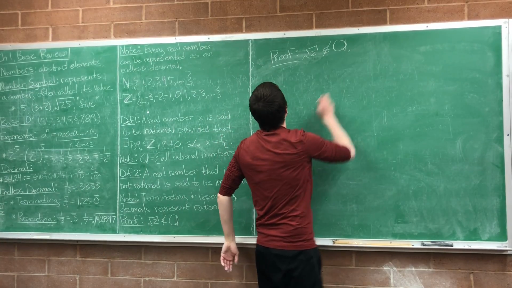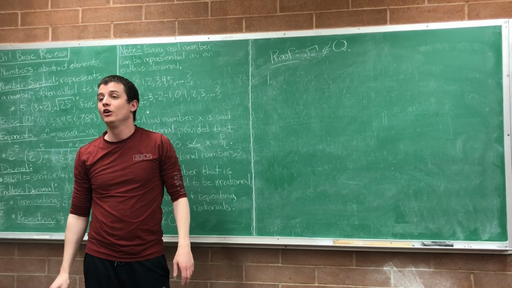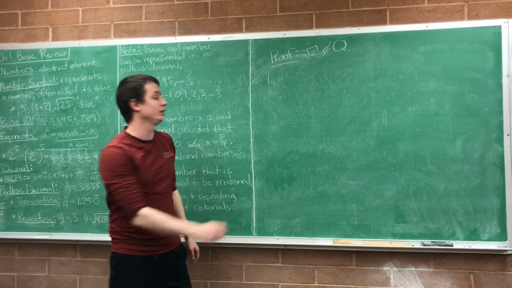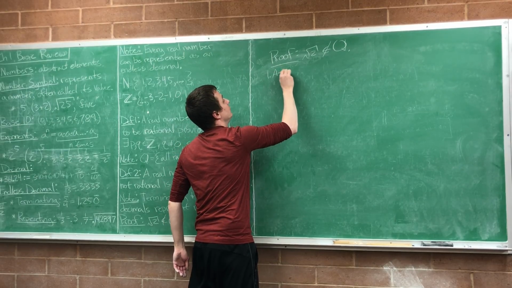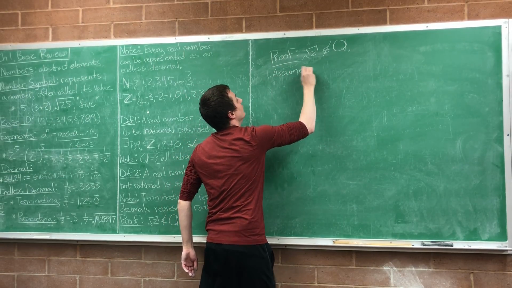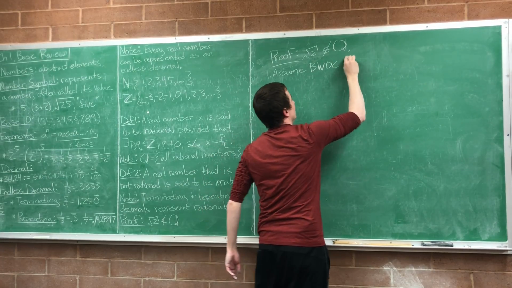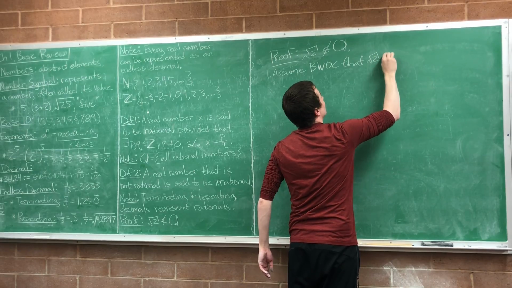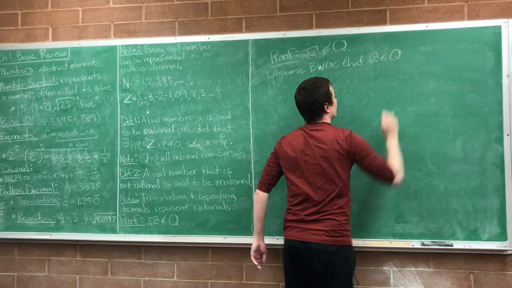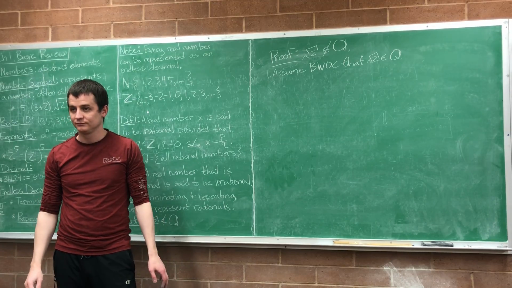Okay. So we're going to prove that the square root of 2 is irrational. We're going to do this by proof by way of contradiction. Step 1: assume by way of contradiction that the square root of 2 is a rational number. We're going to assume by way of contradiction that it is in there. You with me?